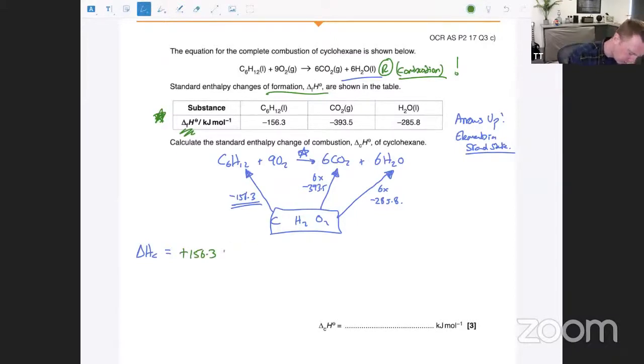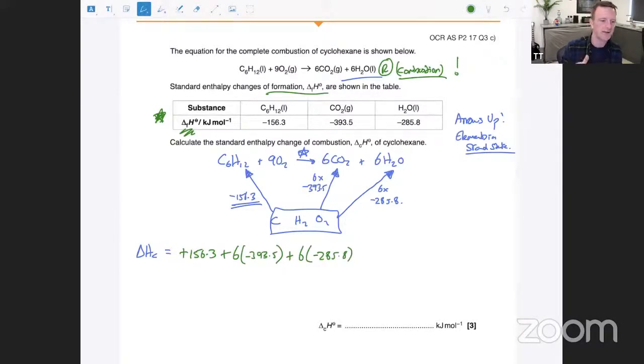Now let's think about what I've done here. You're just adding these up. So you could do plus 6 times minus 393.5, and that would work because you're basically just taking it away. It's a negative value. Adding a negative value is taking it away. So let's do that. And then again, plus 6 times minus 285.8.